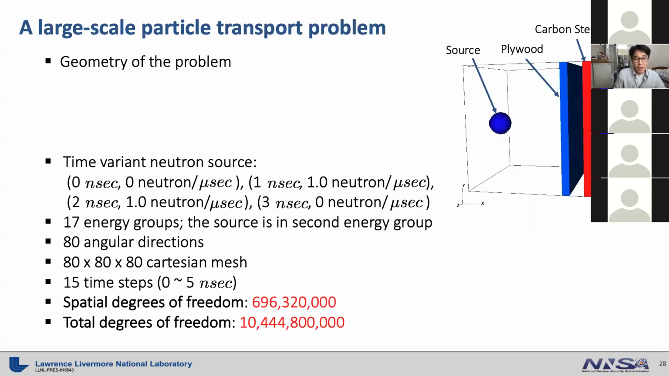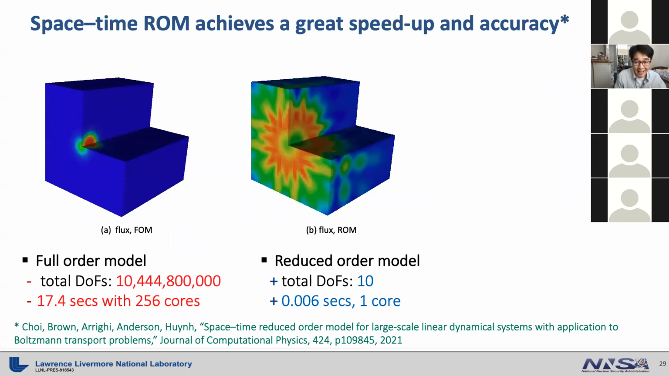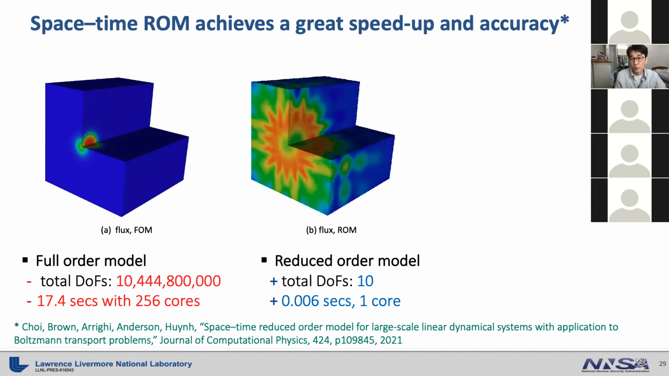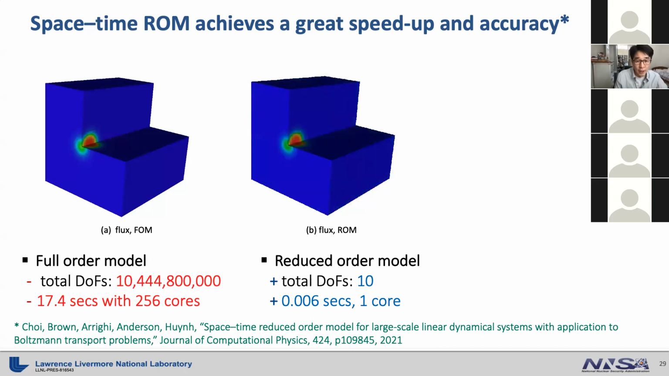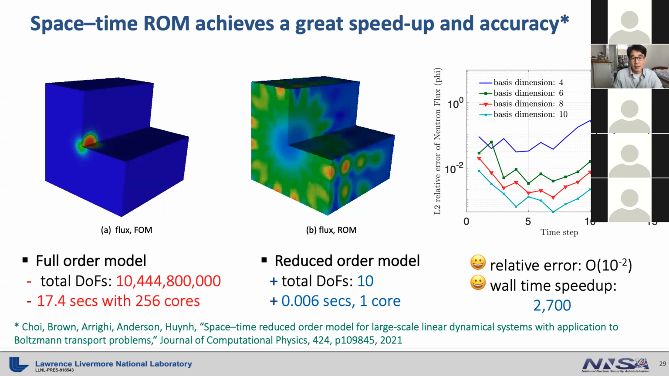for the nonlinear dynamical problems. Okay, we have applied the space-time reduced model to a large-scale particle transport problem, whose problem size is around 10 billion degrees of freedom in space and time. We were able to reduce those 10 billion degrees of freedom to only 10, and still get pretty much the same physics response as shown in the movie. The full order model took 17.4 seconds with 256 cores, which is not bad. But the space-time reduced model further reduces the computational cost to using only 1 core. It takes 0.006 seconds, which gives us a wall time speedup of around 2,900 or 700, something like that. And then quantitatively, the relative error is less than 1% throughout the time series.